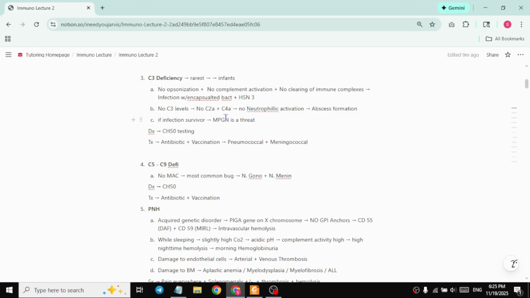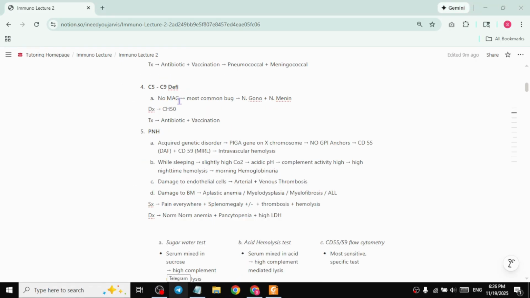membranoproliferative glomerulonephritis, right? Which is a nephritic type of presentation. Okay, so we have to look out for this hypersensitivity developing later on in life, right? Diagnosis is still complement testing, and then you look at the treatment. You have to fight the infection. You have to give them vaccination against all these different types of encapsulated bacteria, right? Most common being strep pneumo and meningococcal, right? So these are going to be the two main ones.